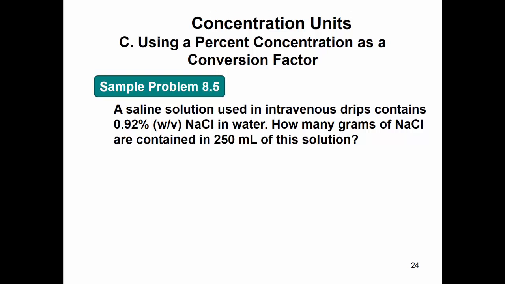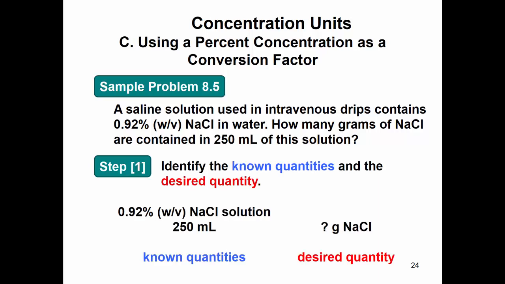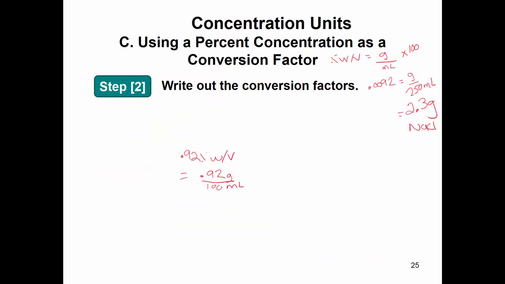Hi everyone, we did a problem similar to this in the previous video, so I'm just going to show this really quickly. Here we have a 0.92% sodium chloride solution, and it tells us we're using our formula of weight volume. We're given the percentage, and we want to know the W, the grams of NaCl in a 250 milliliter solution. So this is what we're given, that's what we're looking for.